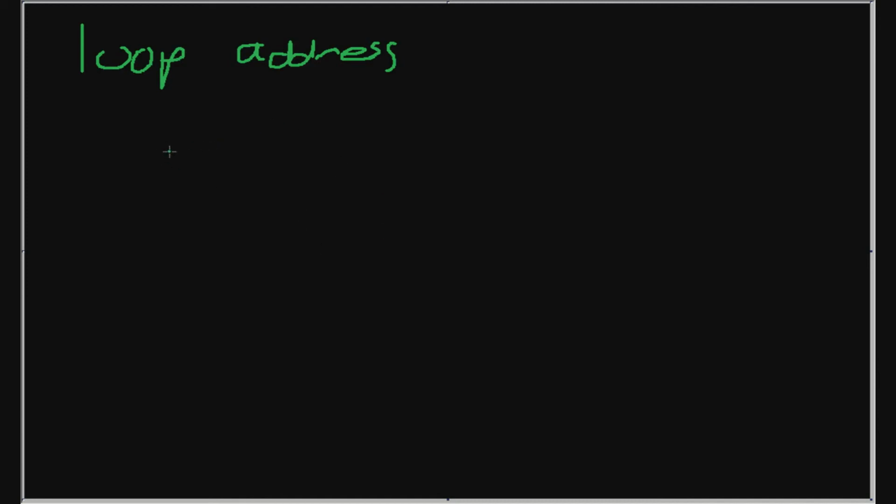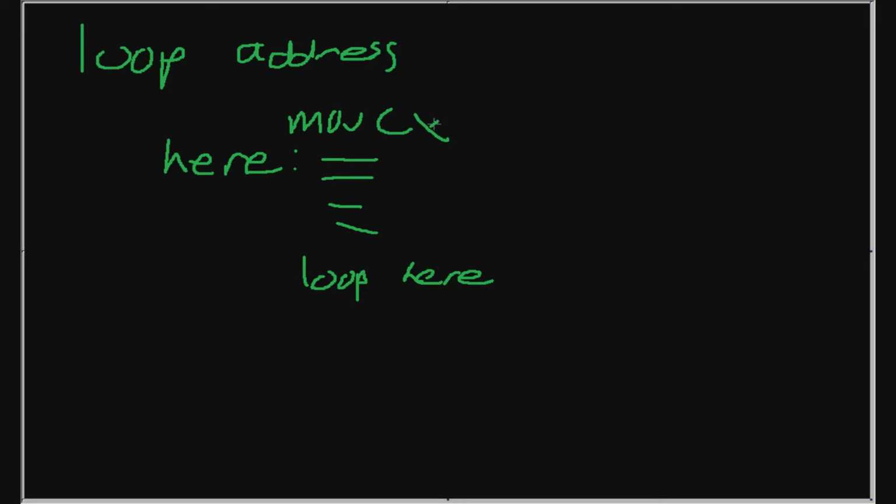So let's say we're at some address here, and this is the body of our loop, and then we're going to loop here. The first thing you want to do before you enter this loop body is to set CX to a value, let's say 5. If you don't set CX at all, you're going to have some undefined loop value, which is not good. So we're going to initialize CX with some value, let's say 5.